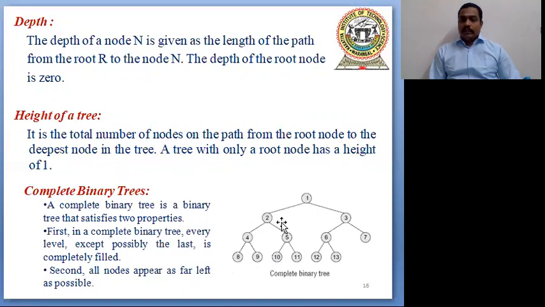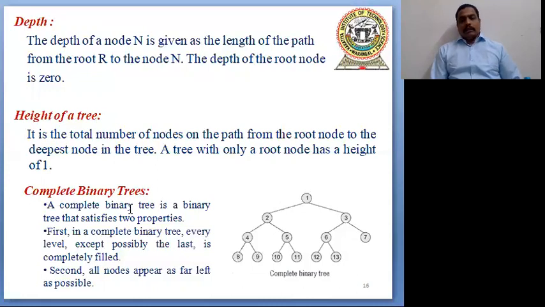Okay. So in this case, how many nodes are there? 11, 5, 2, 1. In this case the depth for 11 is 3. But the height is 4, because 4 nodes in the path are there.